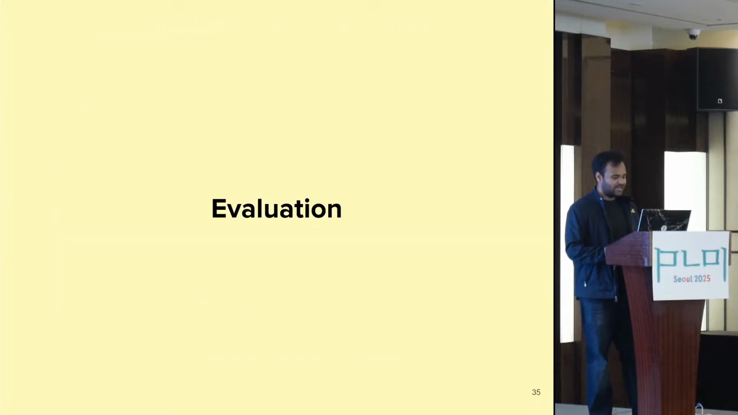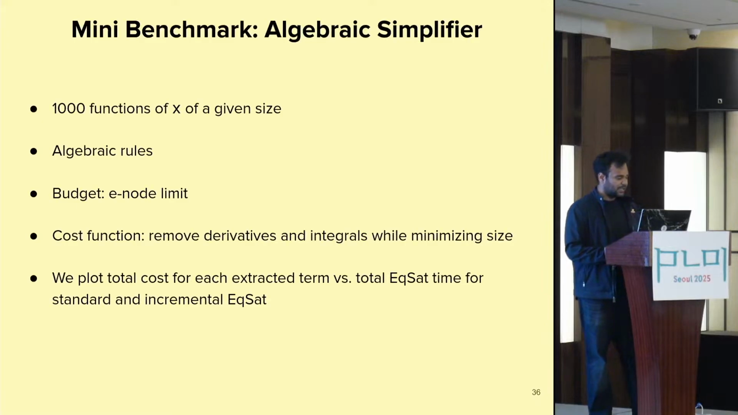Okay, with that, let's look at some performance results. After all, the whole point of incremental EGSAT is to improve performance. We'll use our running example, the algebraic simplifier. We randomly generate 1,000 functions of x of a given size. Our budget will be a maximum number of E-nodes to add. The cost function will try to remove derivatives and integrals while minimizing size. This is just taken from the math example in EGG actually.